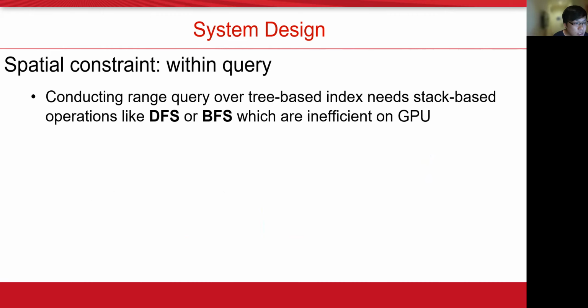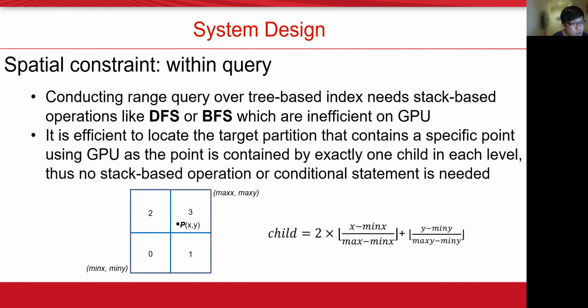However, conducting a range query over a tree-based index needs stack-based operations like depth-first search or breadth-first search, which are inefficient on GPU. On the other hand, it is efficient to locate the target partition that contains a specific point using GPU, as the point is contained by exactly one child in each level, thus no stack-based operation or conditional statement is needed.